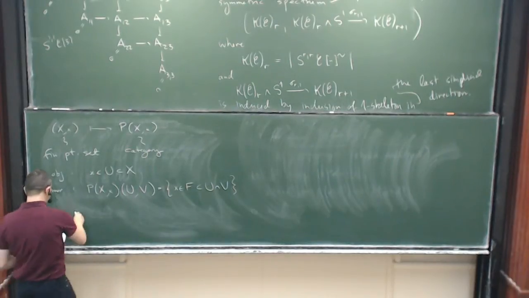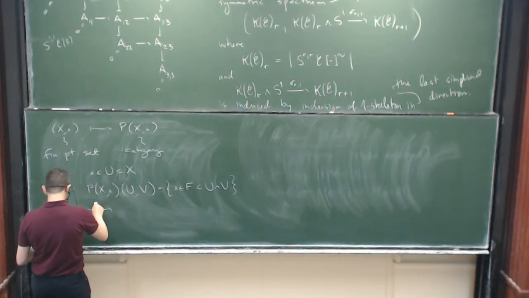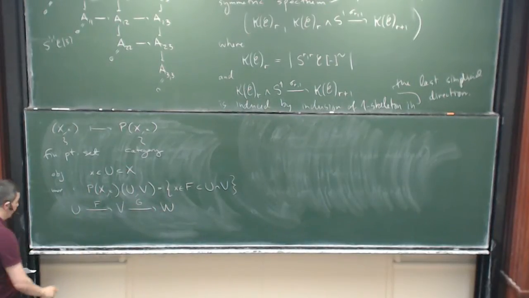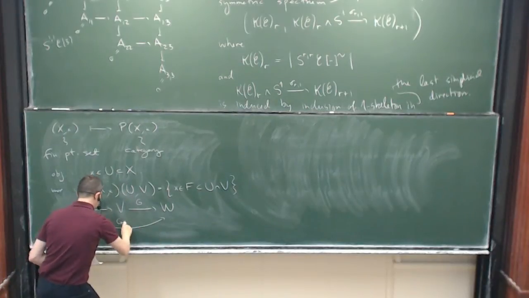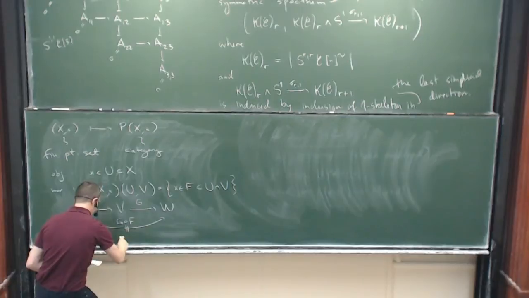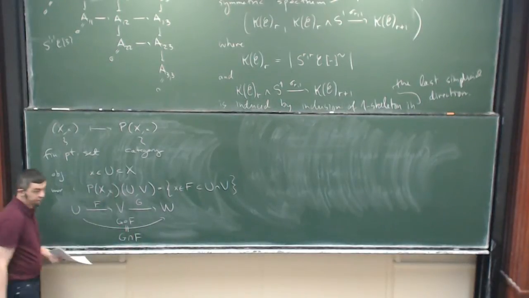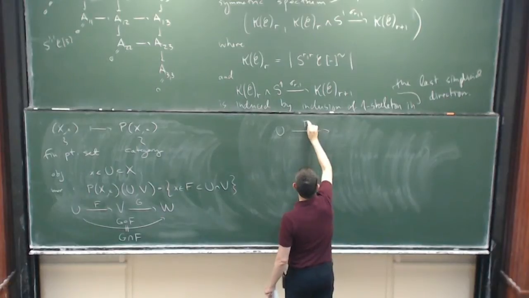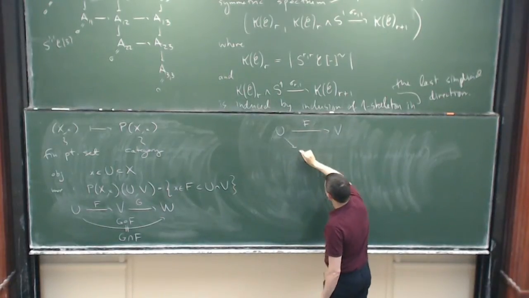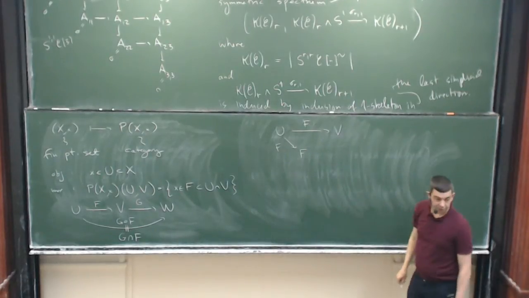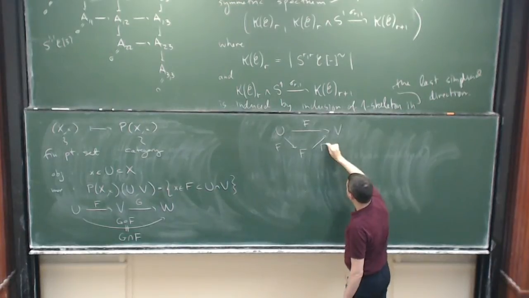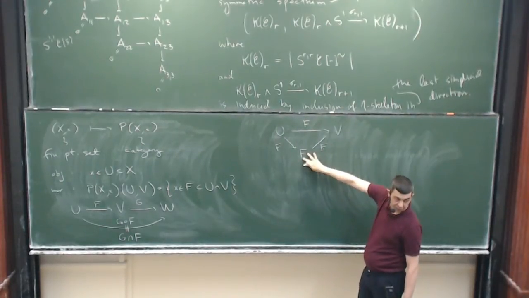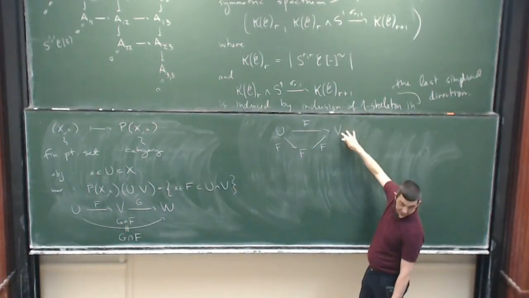Okay, and now if we have two such morphisms like this, then we define their composition to be the intersection, like this. So, in particular, if we have one morphism here, then that defines a map onto itself, and it also defines a map from itself. So we can think of this as the map that collapses everything outside F to the base point and then includes that into V.